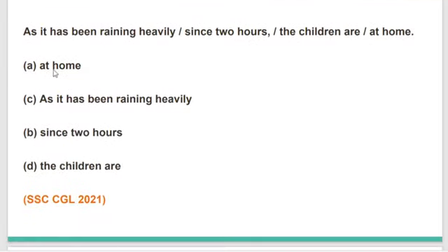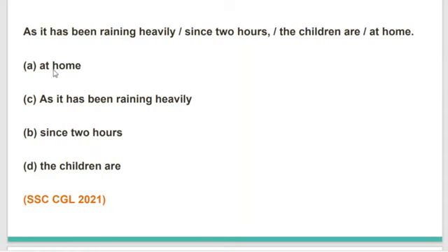Moving to the next question. As it has been raining heavily since 2 hours, the children are at home. SSC CGL 2021's question. Now let's try to find out where the error is lying for this question. As it has been raining heavily since 2 hours.